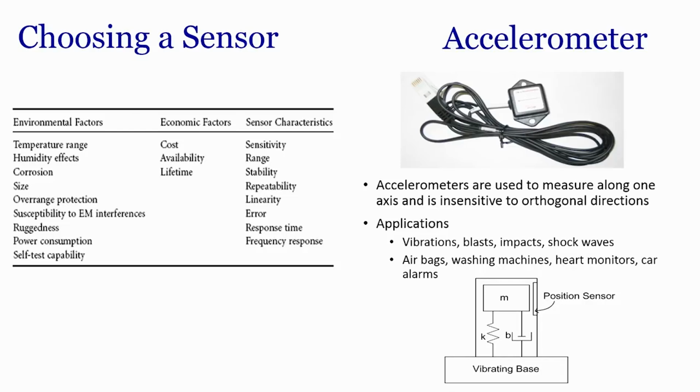Like I said, it is placed in the airbags in your car, it is there in the washing machines, in the heart monitors, and also in the car alarms. If you have seen places where there is a car and somebody tries to open the lock of the door of the car, suddenly there is an alarm, right. That alarm also sometimes includes the accelerometer. Your airbag in the car, airbag in any system, when there is an impact, the airbag comes out, accelerometer, right. So, blast, impacts, vibration, accelerometer is used. Cool. So, accelerometer we have seen.